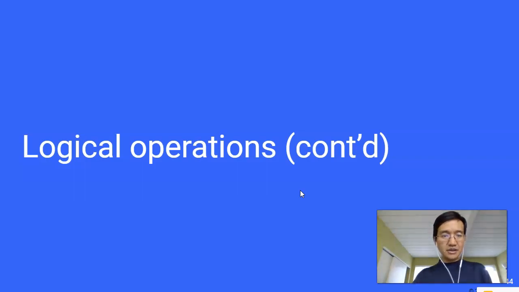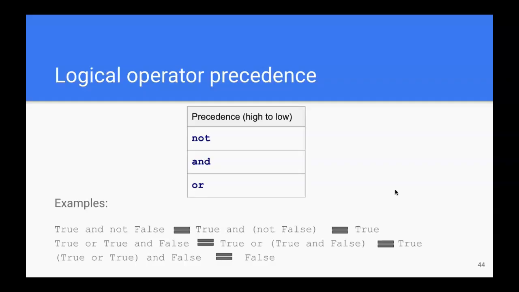I will continue to talk about logical operations in this video. We've already seen an example of the logical operator precedence. So here's a little more detail. As it turns out, among the three logical operators, not has the highest precedence over and and or. But then and actually has a higher precedence than or.